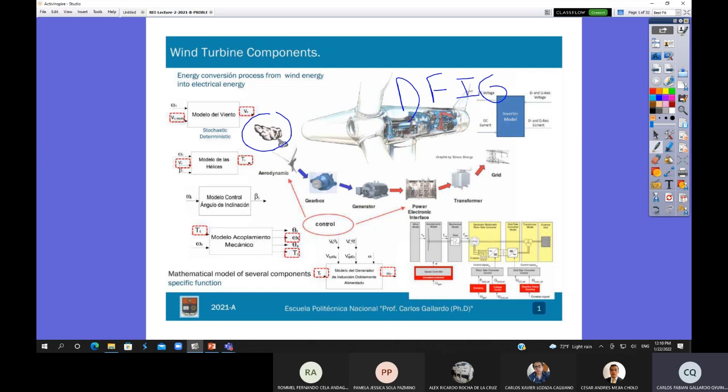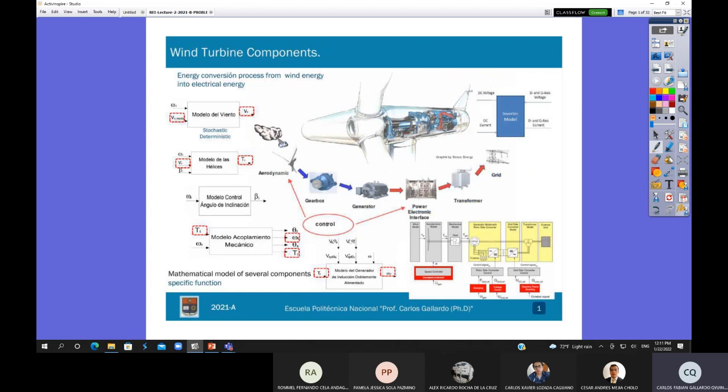I have two methodologies. The first is the stochastic, and the second one is the deterministic methodology, okay? Later on, I will take into account the rotor blades, okay? This is aerodynamic. And then I want to model the gearbox, and then the generator. In this case, I will have a machine, and this is the doubly fed induction generator. And then I will model the power electronics, the power transformer, and finally the power grid. That is the way to model the doubly fed induction machine.